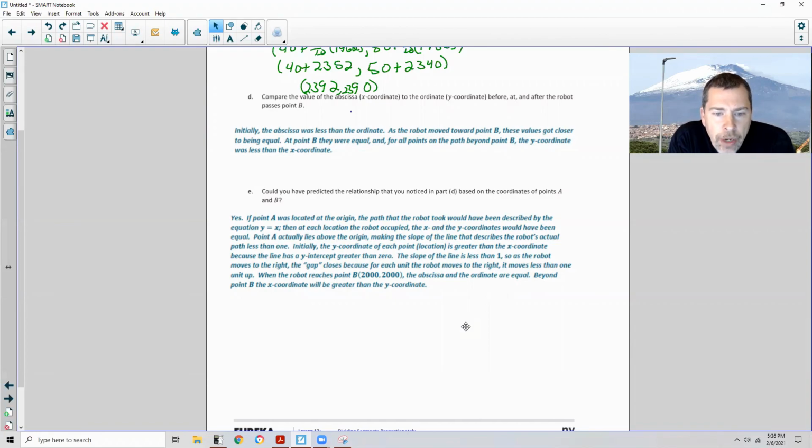Initially, the y coordinate of each point, the location, is greater than the x coordinate because the line has a y-intercept greater than 0. The slope of the line is less than 1, so as the robot moves to the right, the gap closes because for each unit the robot moves to the right, it moves less than 1 unit up. When the robot reaches the point B, which is 2000, 2000, the abscissa, x-coordinate, and the ordinate, y-coordinate, are equal. Beyond point B, the x-coordinate will be greater than the y-coordinate. Hopefully you got that.